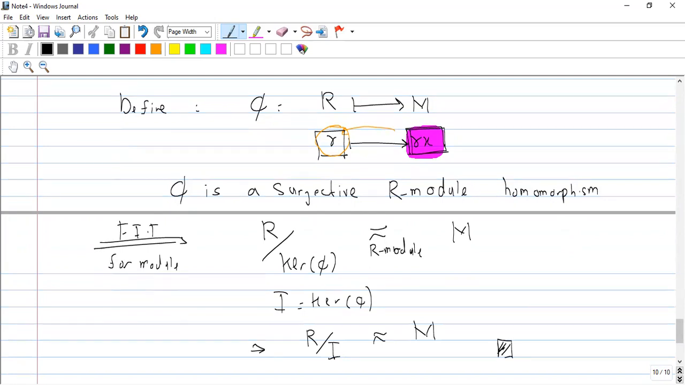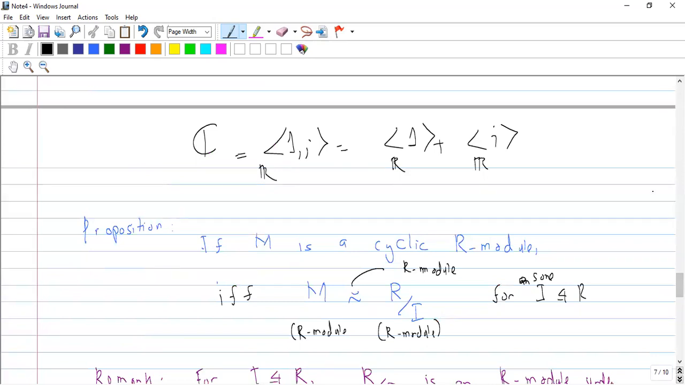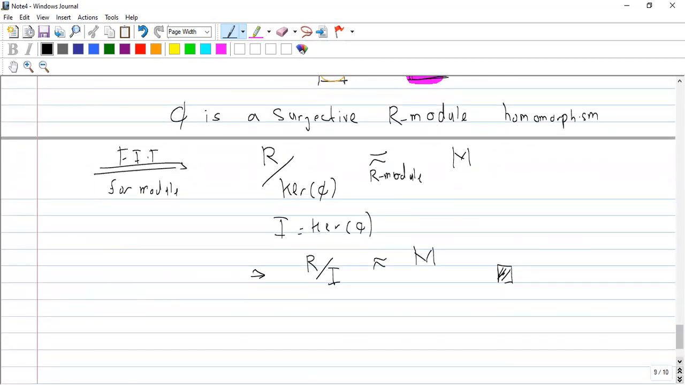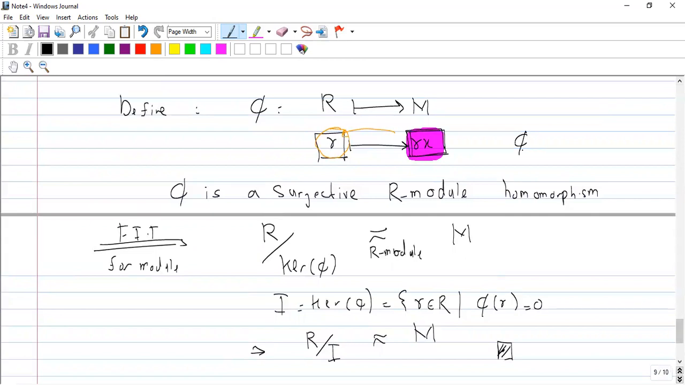Because what we need to show is that if M is an R module, in fact, what can you say about this kernel? This kernel is an ideal that we have already studied. Now, by definition, what type of elements will the kernel contain? Kernel contains all those elements whose image is equal to 0. This is the definition of the kernel. And what is the image of r equal to? How did we define the map here? It is equal to rx.